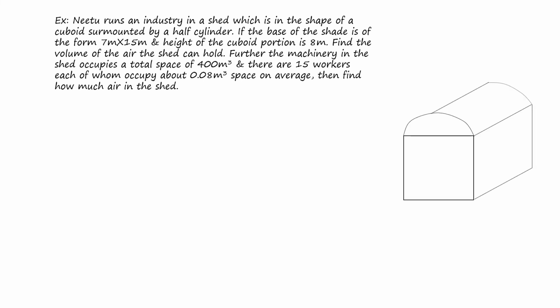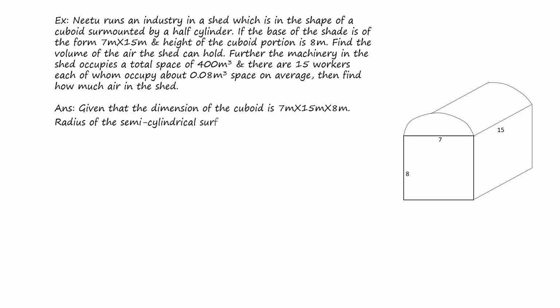Let's draw the picture. So here is the set. Given that the dimension of the cuboid is 7 meter into 15 meter into 8 meter. Radius of the semi-cylindrical surface is 7 by 2 and its height is 15 meter. Because this is the length, so for this semi-cylindrical part, we can say this 15 is the height. Here total width is 7 meters. So for this semi-cylindrical part, the radius will be 7 by 2 meter.